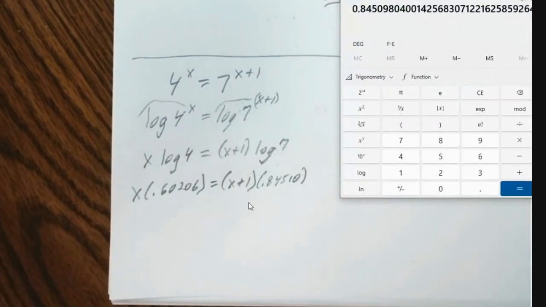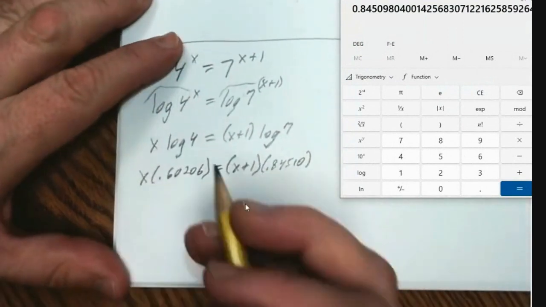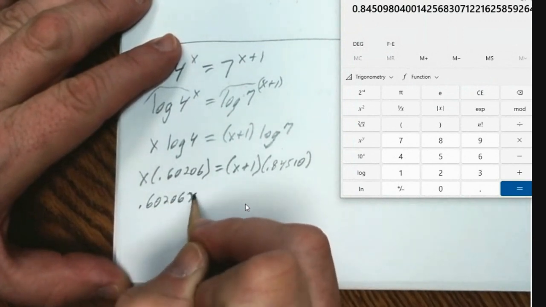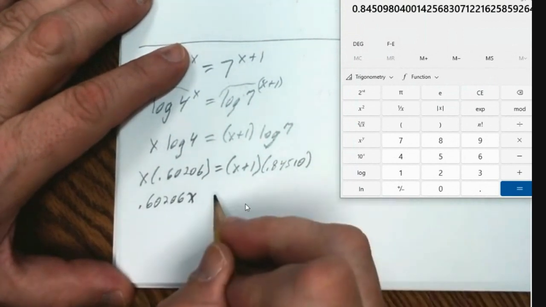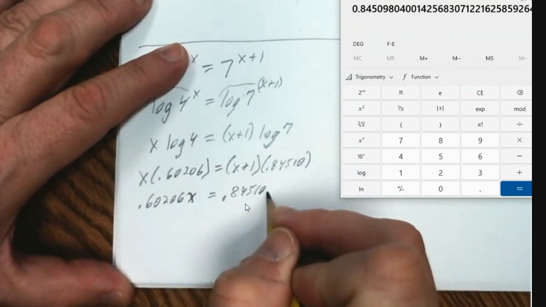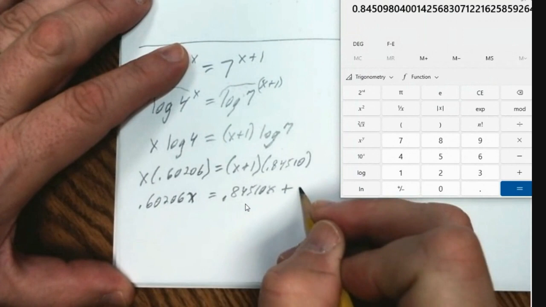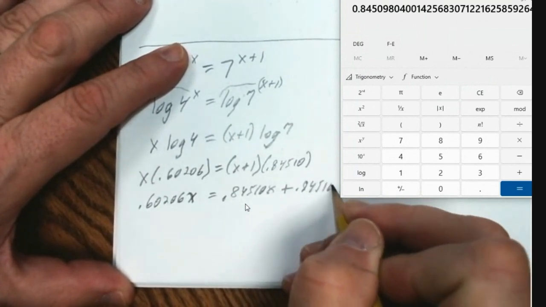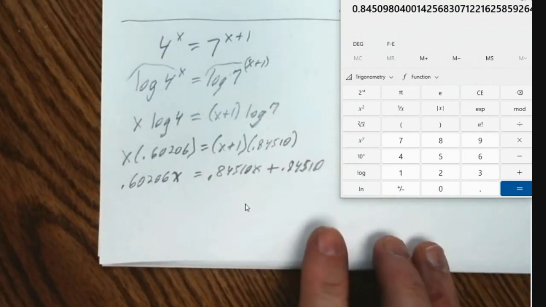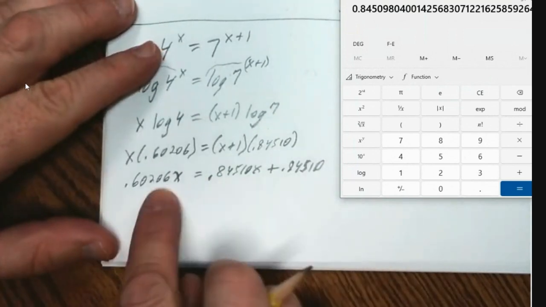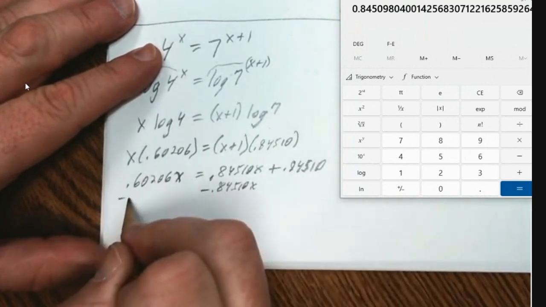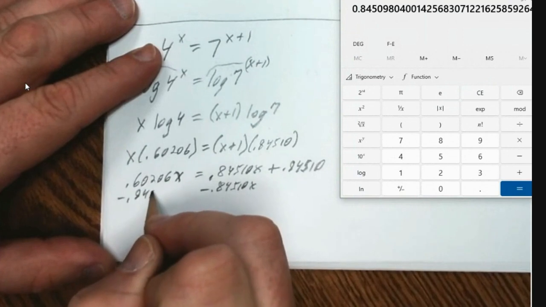Okay, now we've got all numbers. They're decimal numbers, but they're numbers. So this is 0.60206x. And multiply it by x. That's just the coefficient. And when we distribute this, we get 0.84510x plus 0.84510. Okay. Let's get our x's on one side. 0.84510x.